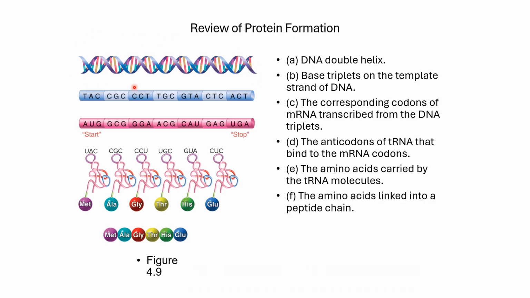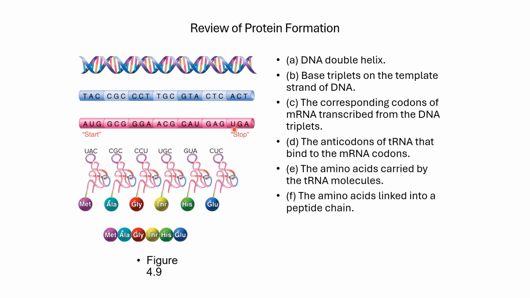So here you can see the DNA is a double helix, and the double helix is opened up, and the base triplets of the DNA is exposed, and the base triplet on the strand of DNA is read, and a corresponding codon of mRNA is transcribed from the base triplet. So this is a base triplet, this is a codon, and you can see there's a start codon which starts the process, and there is a stop codon which stops the process.